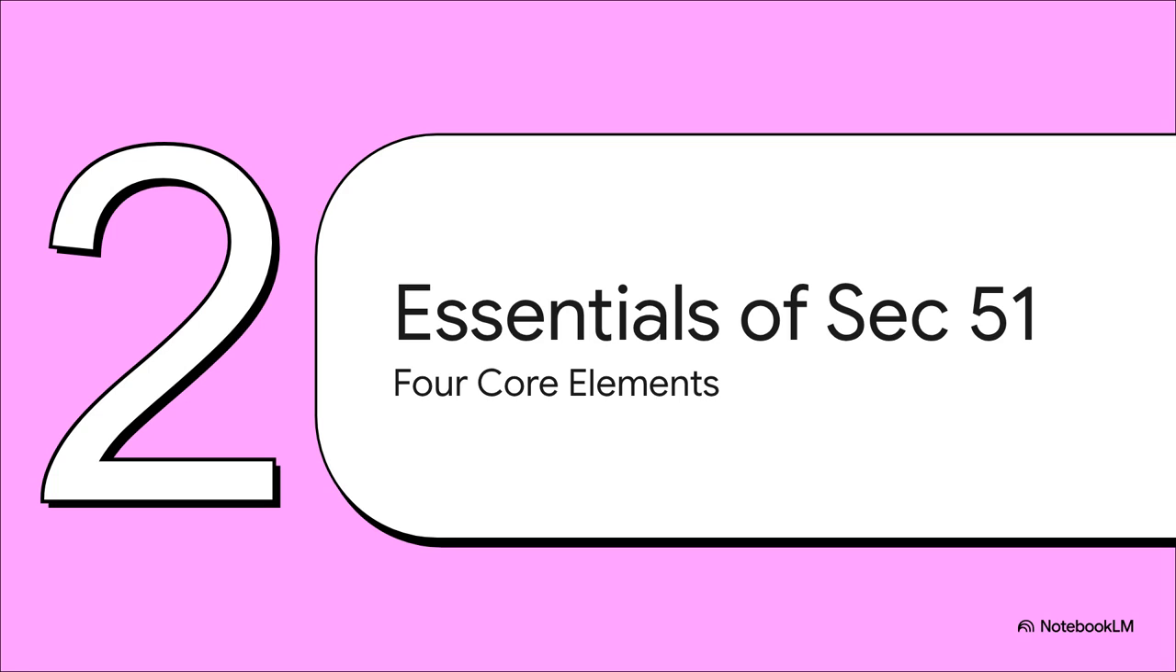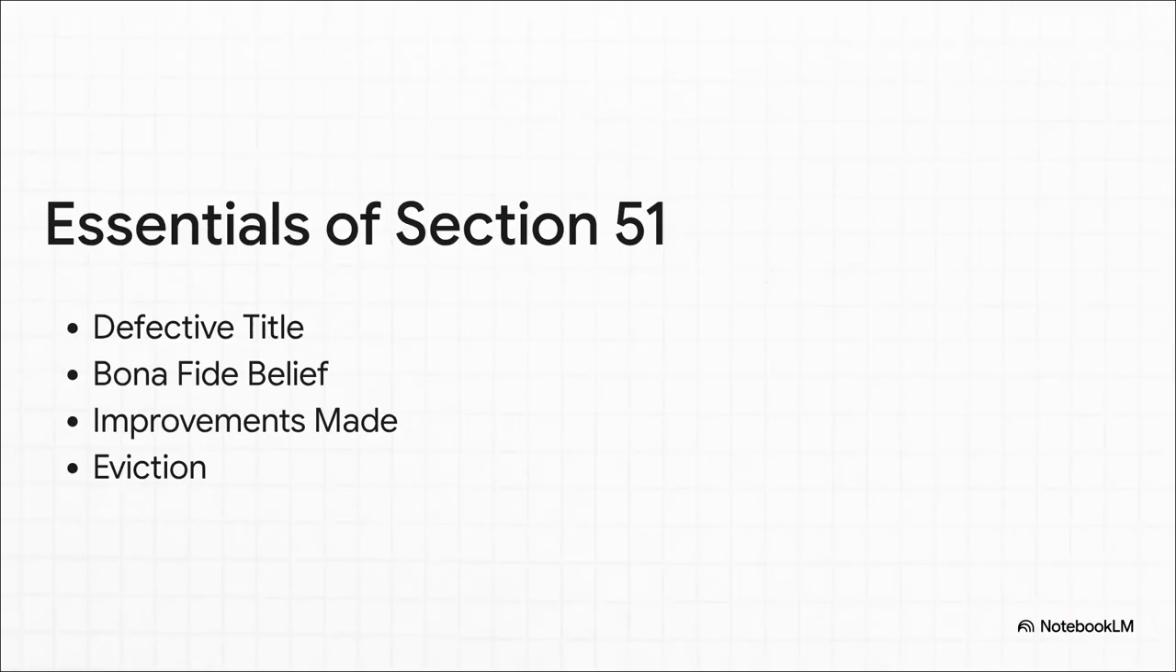This is the core of the Bare Act. Point 1. Transferee must have defective title, meaning the title is later found invalid. 2. Bona fide belief, an honest belief that he is the owner. 3. Improvements made, which must have added value to the property. And 4. Eviction by true owner, so the right arises only when evicted.